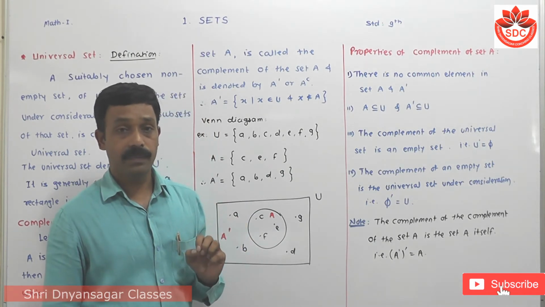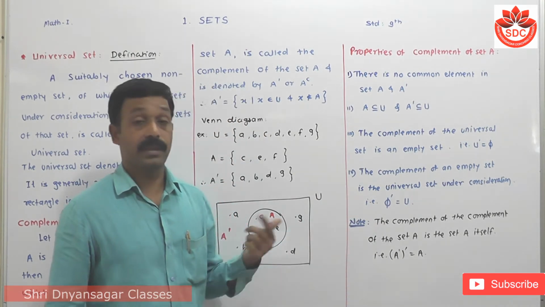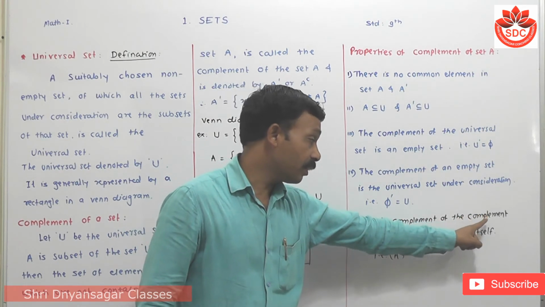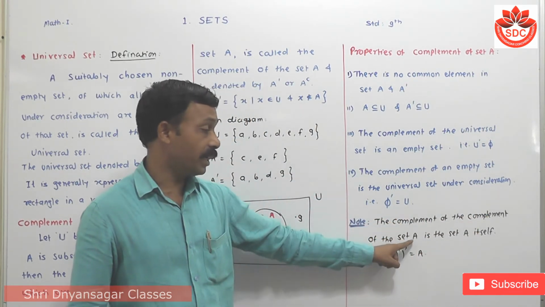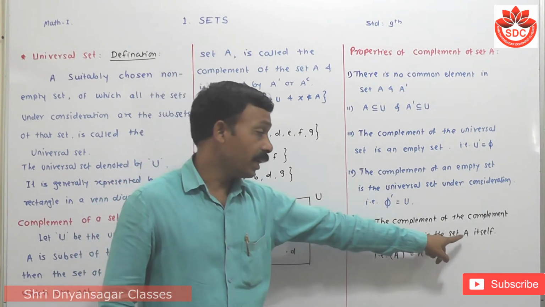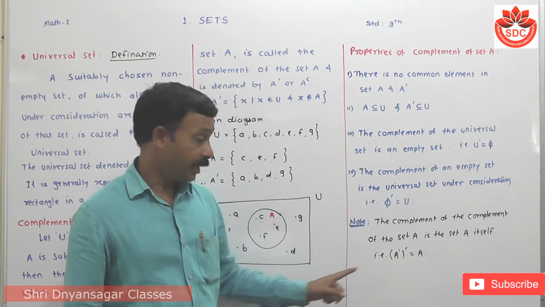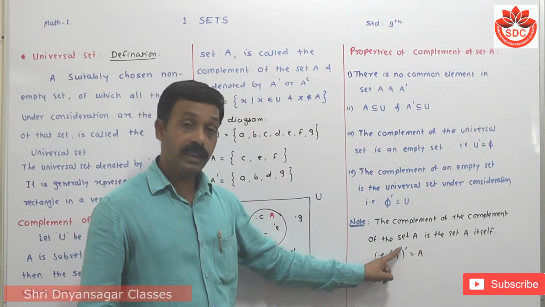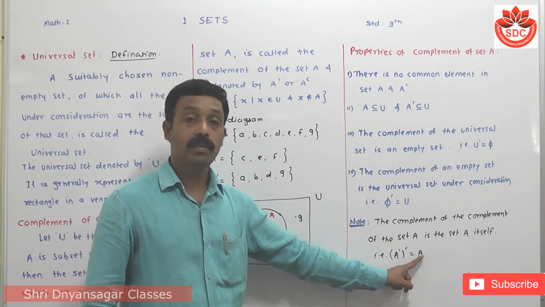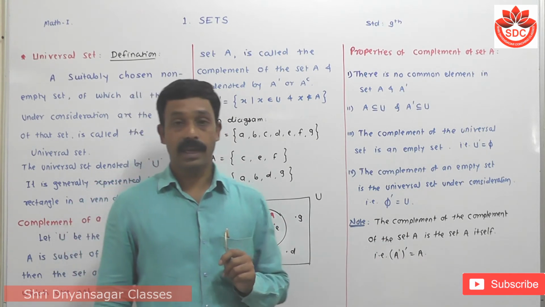An important note is that the complement of the complement of a set is the set itself. That is, if we take the complement of A's complement again, what is it? It is the set A itself. Symbolically, A's complement's complement is read as A's complement's complement equals A. We use these properties also to solve examples.